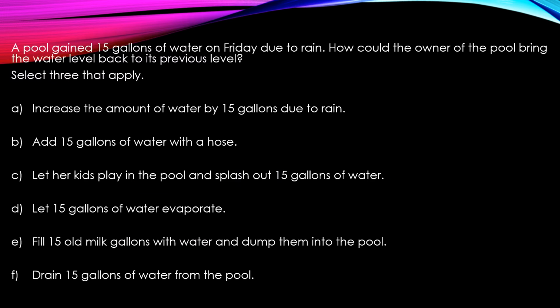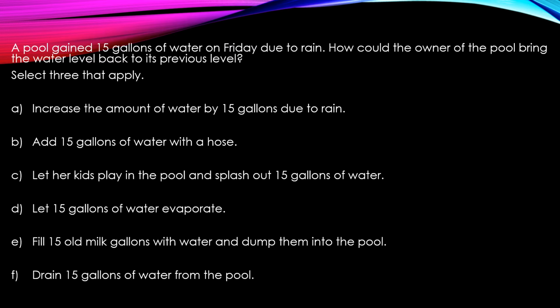Our next question says that a pool gained 15 gallons of water on Friday due to rain. How could the owner of the pool bring the water level back down to its previous level? Select 3 that apply. Okay, so here this pool gained 15 gallons and the owner of this pool wants it to go back to what it was before, which means he needs to get 15 gallons out of that pool.